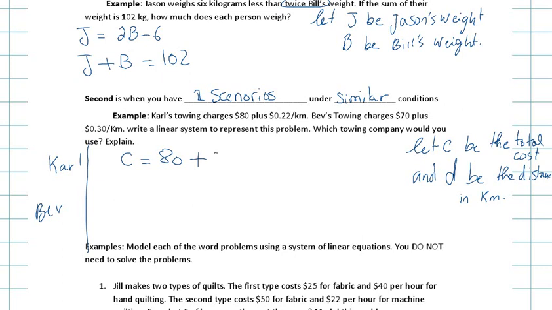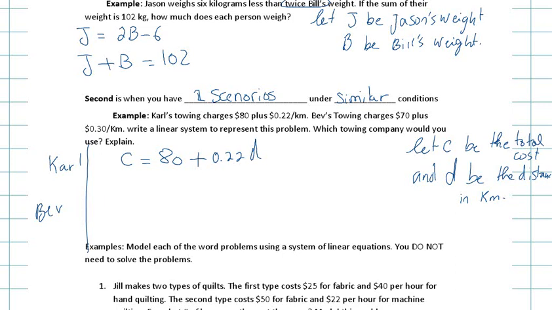times D, right? So if you drive 10 kilometers, that's going to be times 0.22. If you drive 300 kilometers, you multiply it by 0.22, and then you add it to your initial fee, which is $80. Does it make sense? Yes, we can do the same thing for Bev.